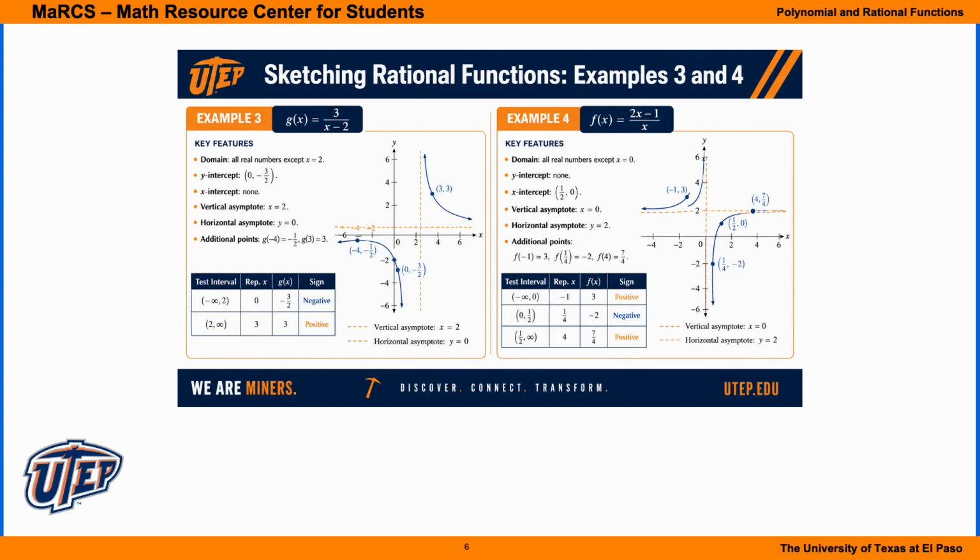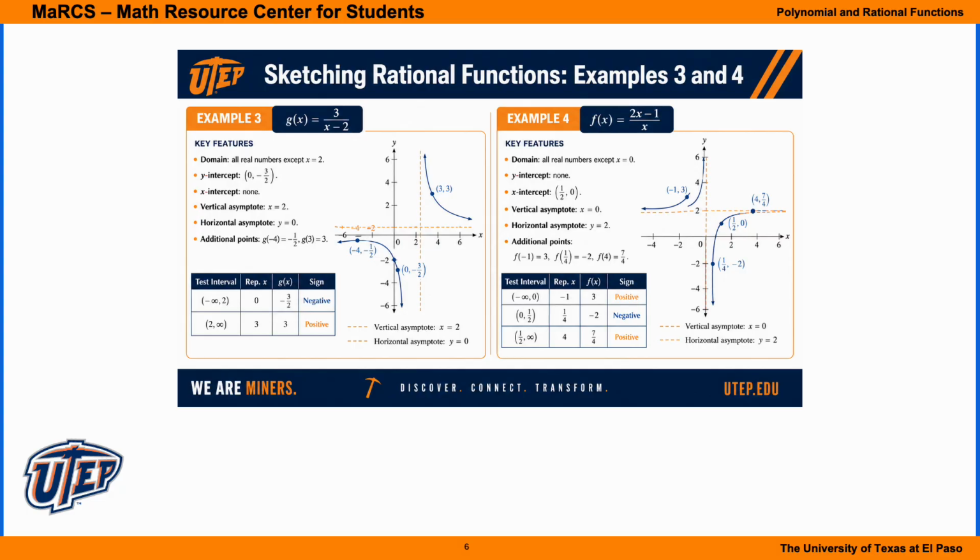Now for example 4, we have f of x is equal to (2x minus 1) divided by x. So first, for our domain restrictions, we will have all real numbers except at x is equal to 0. For our y-intercept, we have none. And for our x-intercept, we have the point (1/2, 0). For our vertical asymptote, we have x is equal to 0.